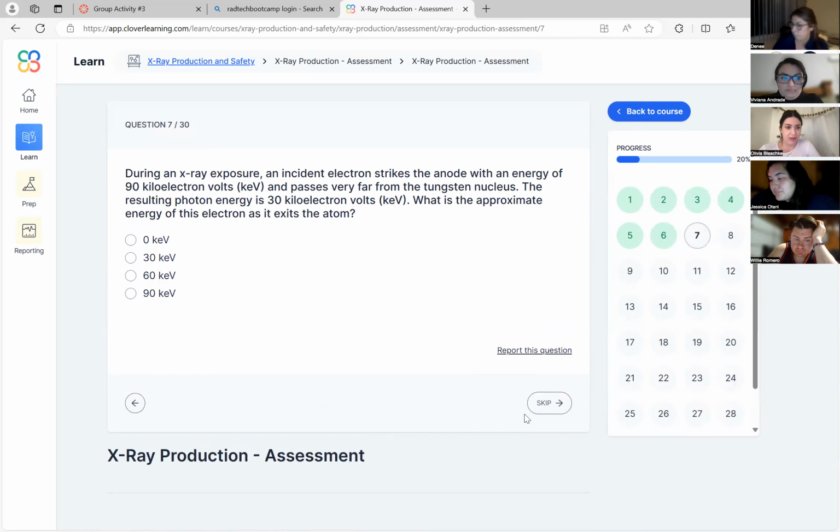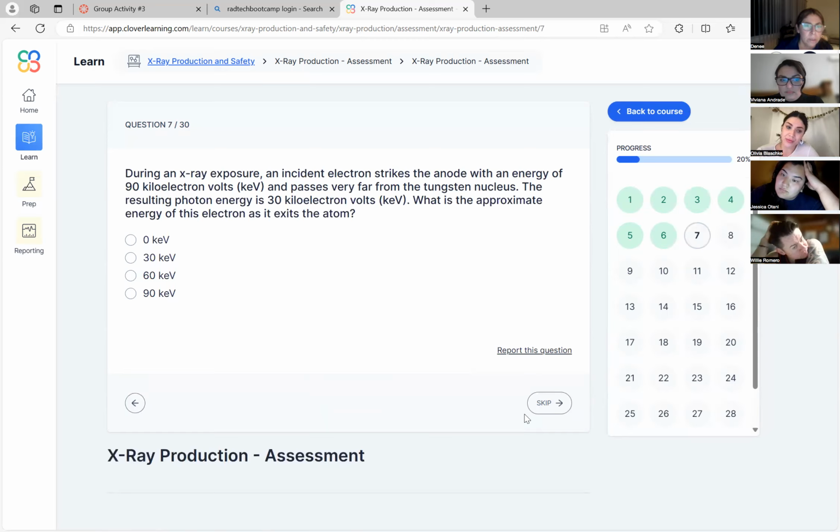Okay. Number 7, Danae, this one is yours to answer, and I think it does require a little bit of math. Okay. During an X-ray exposure, an incident electron strikes the anode with an energy of 90 keV and passes very far from the tungsten nucleus. The resulting photon energy is 30 keV. What is the approximate energy of this electron as it exits the atom? So this one, I think I got wrong, to be honest. I'm not really sure on this one.